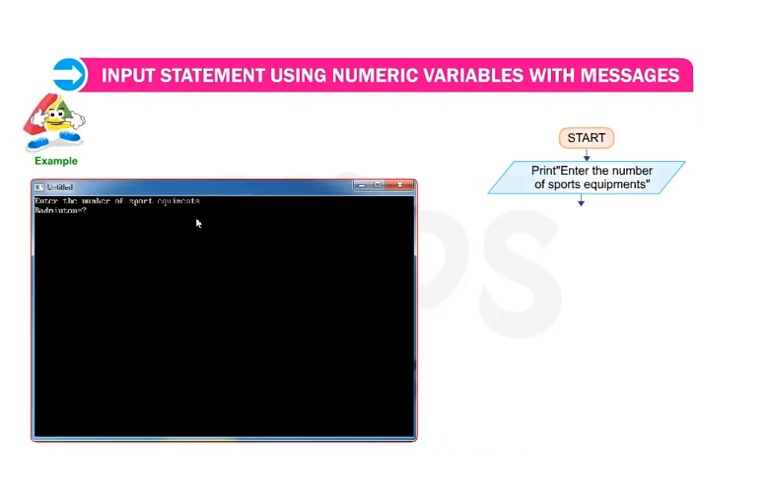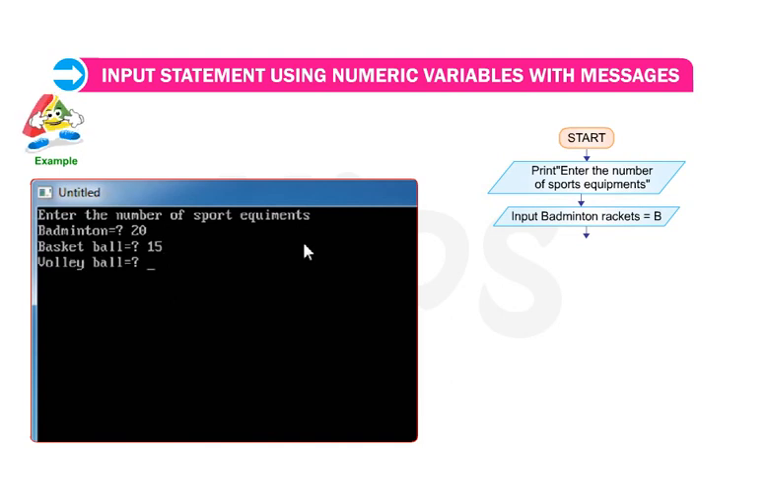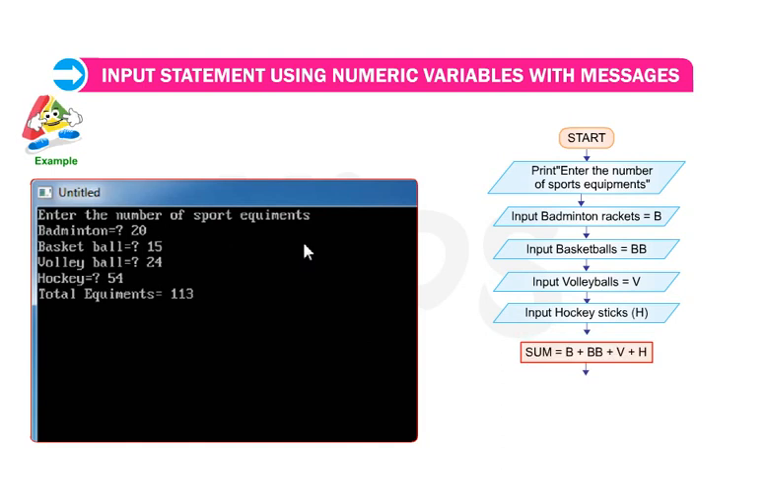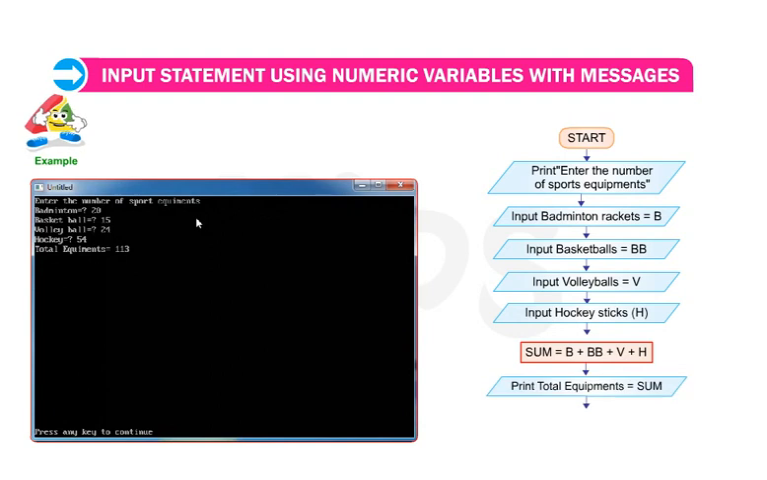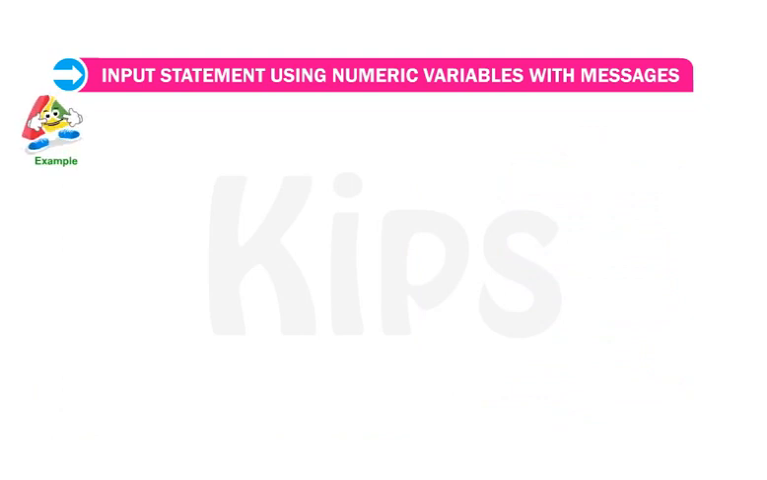Start. Print "Enter the number of sports equipments". Input badminton rackets equals B. Input basketballs equals BB. Input volleyballs equals V. Input hockey sticks H. Sum = B + BB + V + H. Print total equipments equals sum. Stop. Let us take an example.